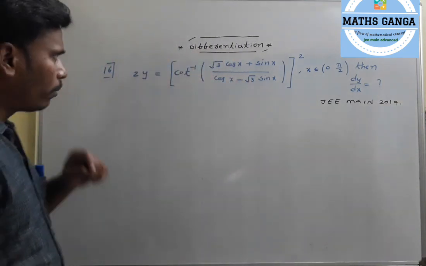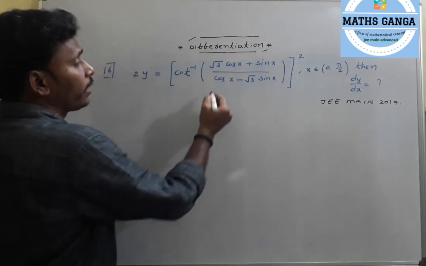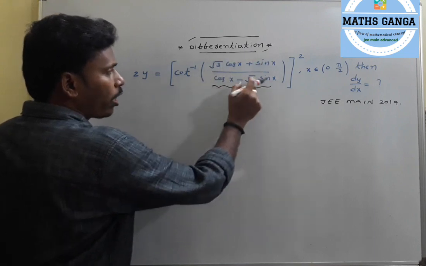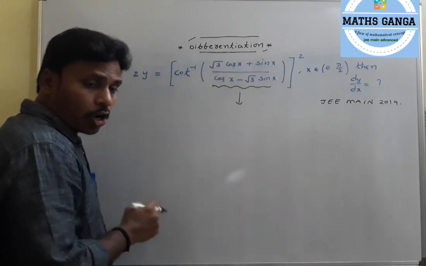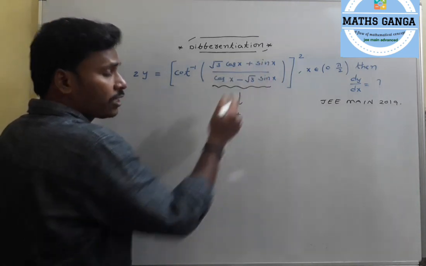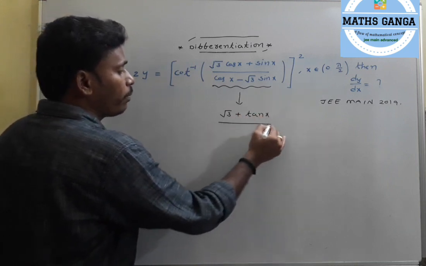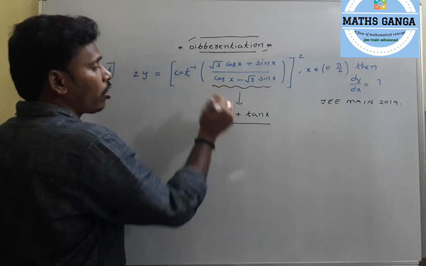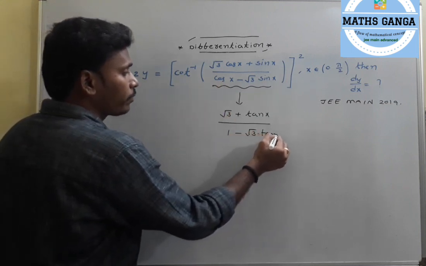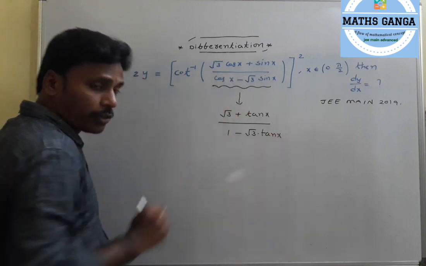So just look at the problem. Try to convert the problem completely in terms of tan. Just look at this expression. If you divide the numerator and denominator of this expression with cos, what will happen? It becomes root 3 plus, since we are dividing with cos, tan x, divided by cos by cos is 1 minus root 3 sin by cos, which is tan. Root 3 plus tan x by 1 minus root 3 tan x, just this expression.